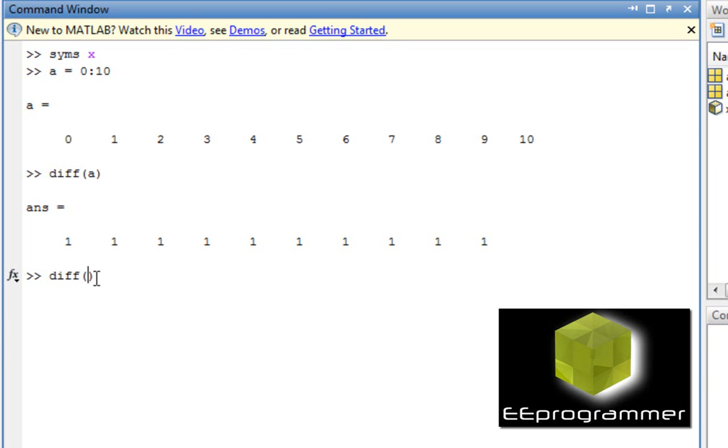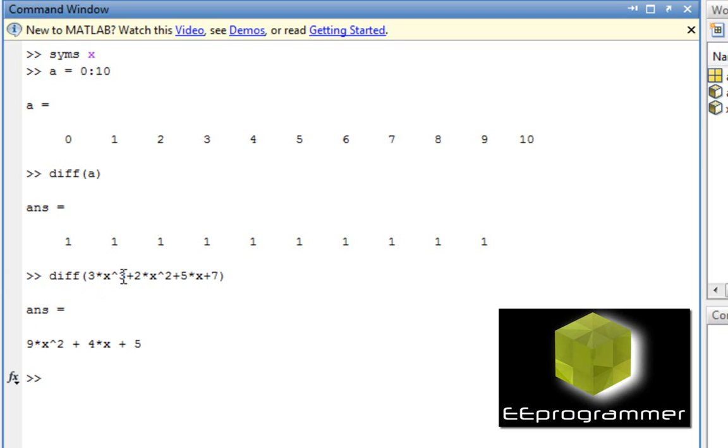But that is using this function with the symbolic toolbox. As we say, x is a variable, it's not a regular number. If I type 3 times x to the cube plus 2 times x squared plus 5 times x plus 7, it will come up with the answer.